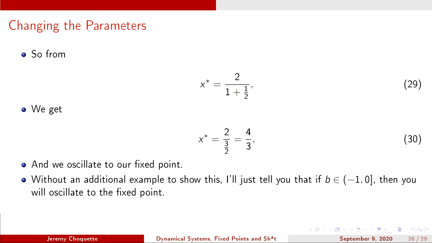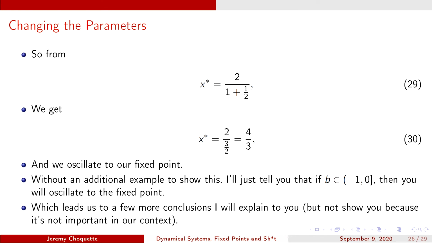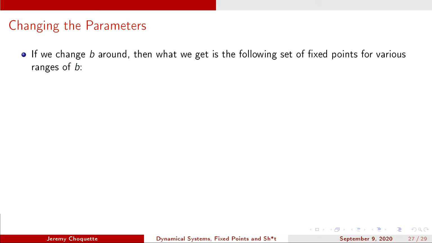Anyways, we oscillate to the fixed point when the slope of b is negative. Now, without an additional example, I'll just tell you if b is between -1 and 0, then you oscillate to that fixed point, which leads to a couple more conclusions I'm just going to explain to you. I'm not going to show you because it's really just not that important in our context.